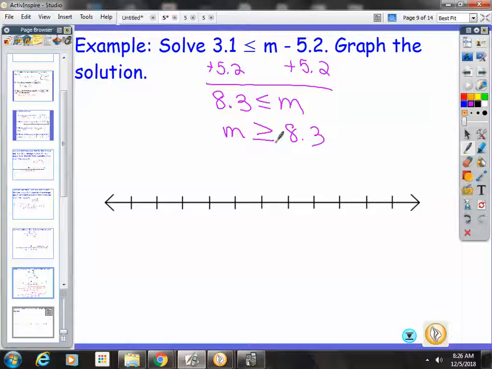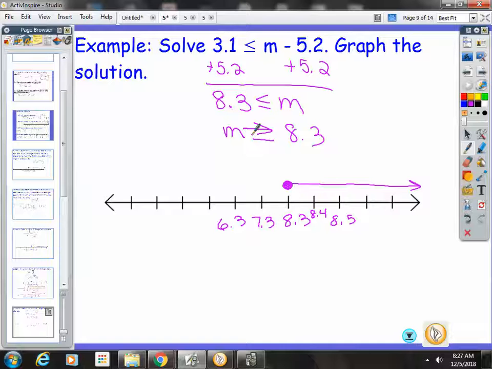Now let's graph it. I don't care how you set up your number line. I'm going to use decimals. Am I going to use an open or a closed circle at 8.3? It's a closed circle. In what direction will my graph go to represent all the numbers greater than or equal to 8.3? To the right. Again, I can make an arrow out of that inequality symbol. It's pointing to the right, so that's the direction my graph is going to go.